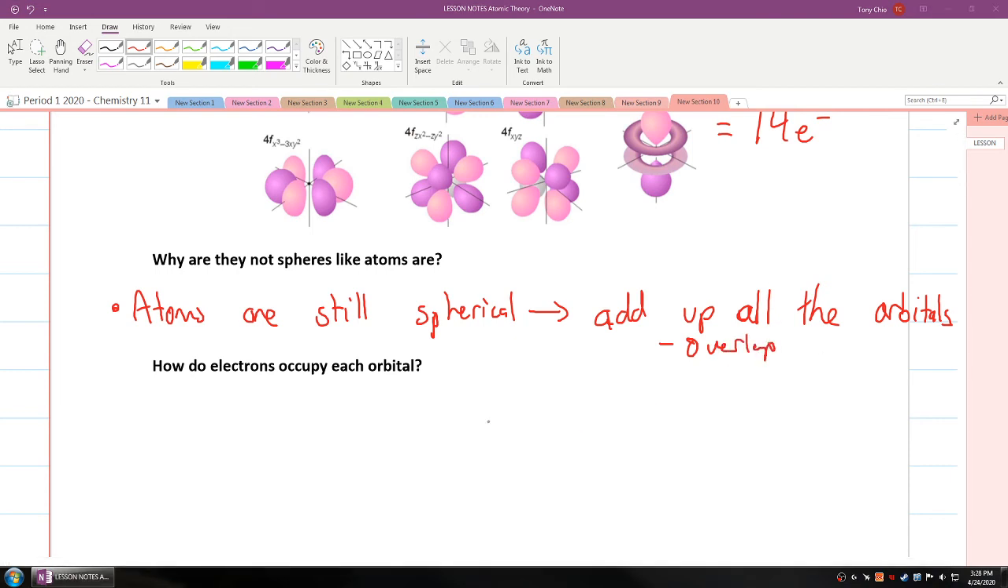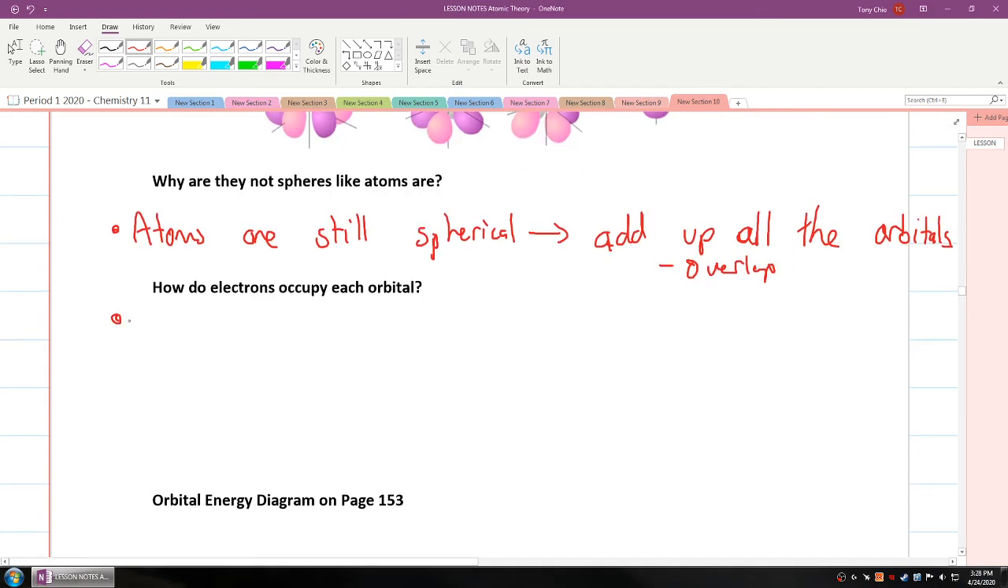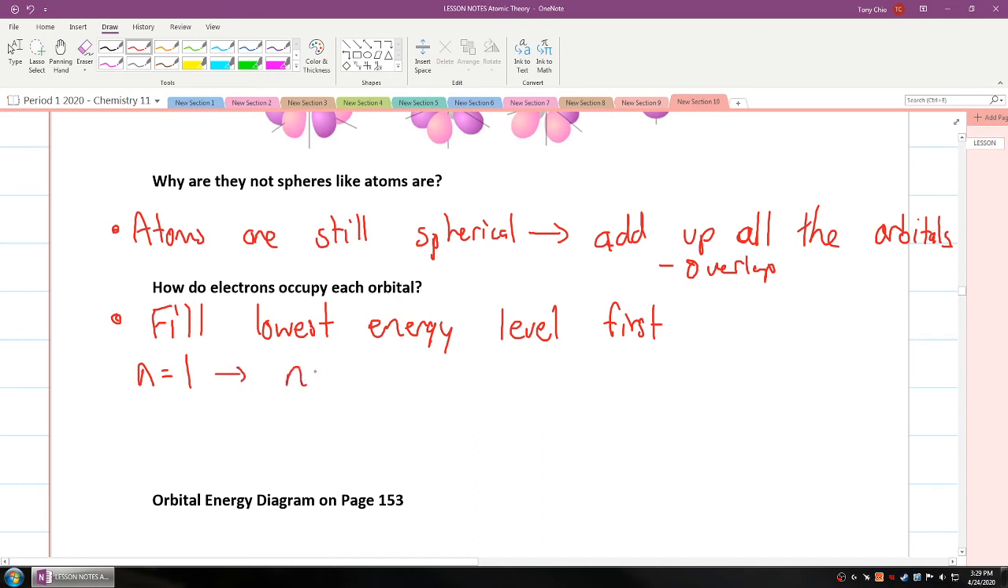So if you look at this, how do electrons occupy each orbital? Well, the first thing is they always fill the lowest energy level first. What that means is, if n is equal to 1, it will fill this first. So it will always go in this order: n is equal to 1, n is equal to 2, 3 and so forth. These are just energy levels. Second thing is 2 electrons fit in each orbital.